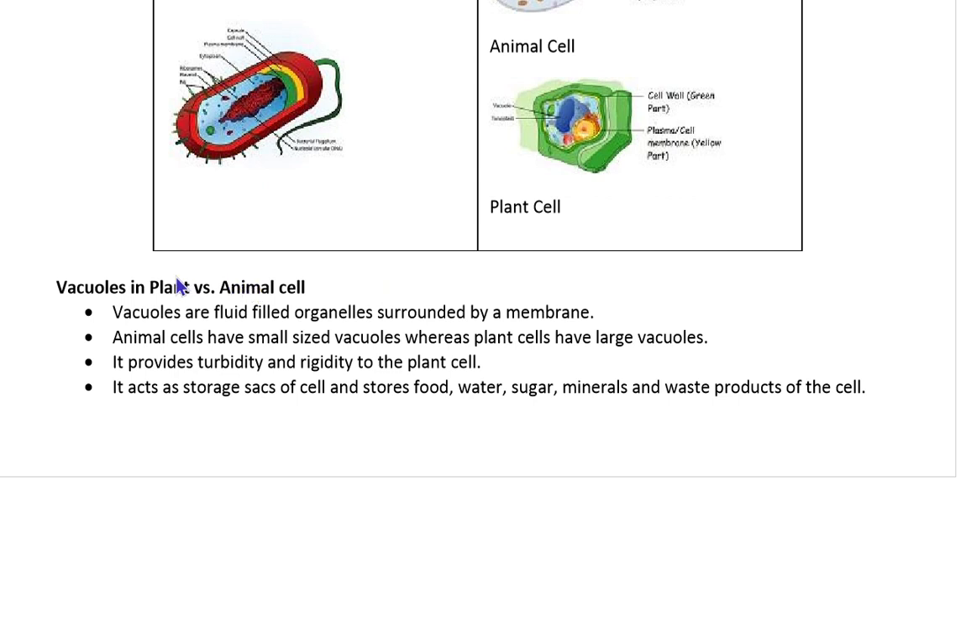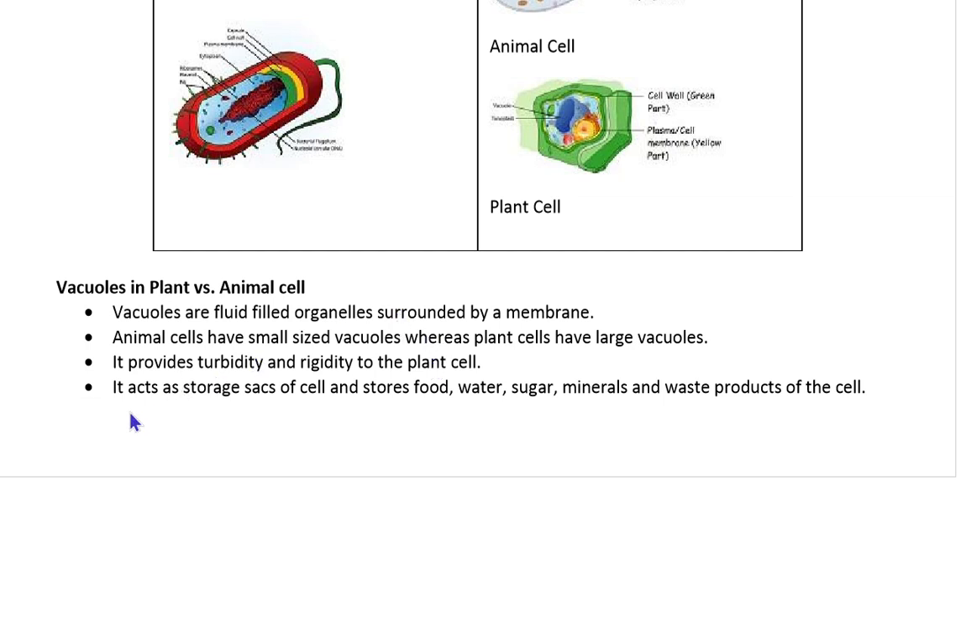The next is vacuole. So the vacuoles are storage sacs found in the cytoplasm. Mostly in animal cell, they are of small size and large in number. In plant cell, they are large in size and single. In animal cell, they are small or sometimes may be absent. It provides turgidity and rigidity to the plant cell. It acts as a storage sac of the cell. It stores food, water, sugar, minerals and waste products of the cell.